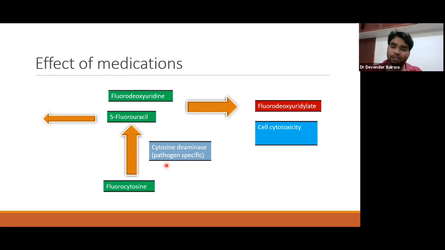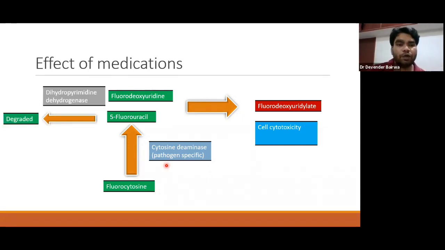5-fluorouracil is degraded with the help of the enzyme dihydropyrimidine dehydrogenase. So what can happen? Suppose some patients have a low level of this enzyme, or some drugs are inhibiting its activity. Then the 5-fluorouracil level can increase, and we know that 5-fluorouracil has a neuropathic effect. There can be increased chances of neuropathy. So this is how these drugs work.